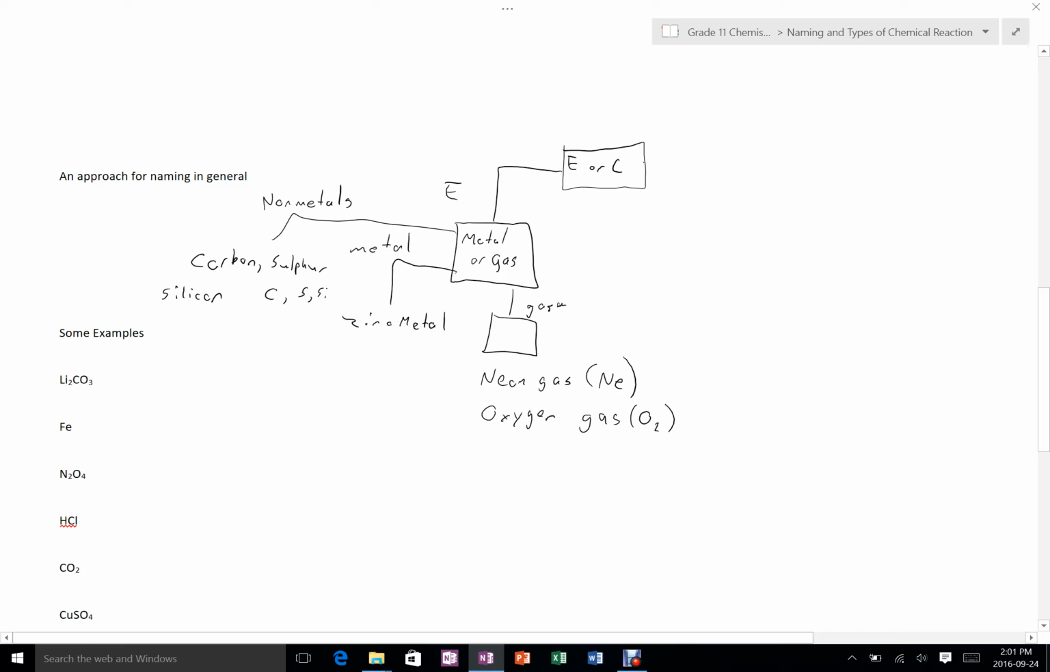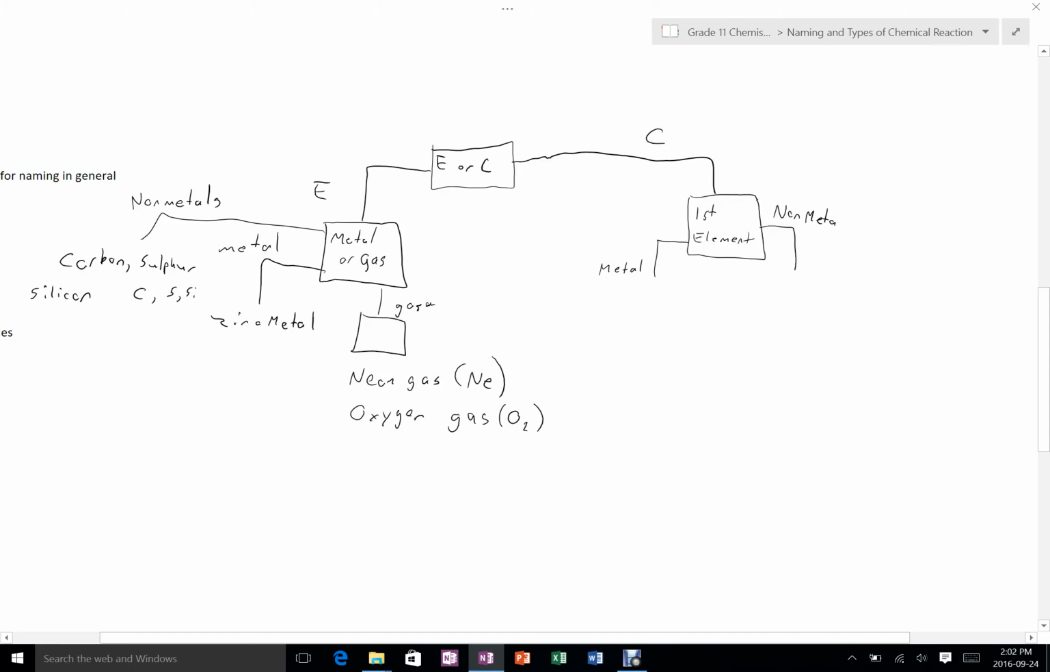Okay, if it's a compound, we're going to have a whole list of issues here. The first thing we're going to look at is the first element. In the first element, we have three possible options. If it's a metal, if it's a non-metal, or if it's hydrogen.